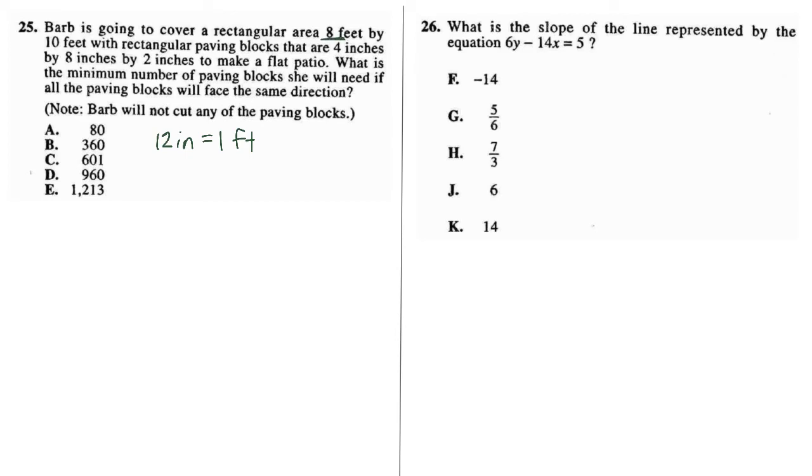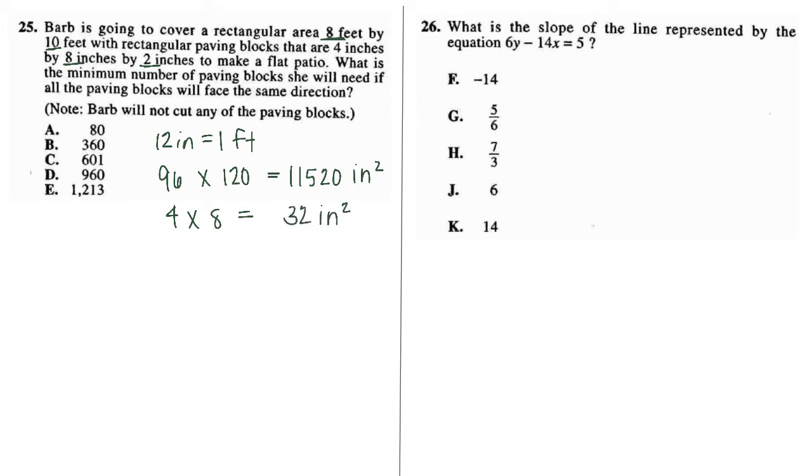So we will need to convert 8 feet and 10 feet to inches, because our brick is measured in inches. So 8 feet is going to be 96 inches. If we want that area by 10 feet, which is going to be 120 inches, so that's going to give me 11,520 inches squared. And now we need to divide it by the measurement of the brick to get really how much we have going on here.